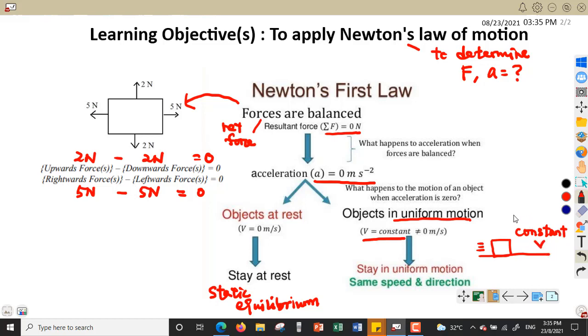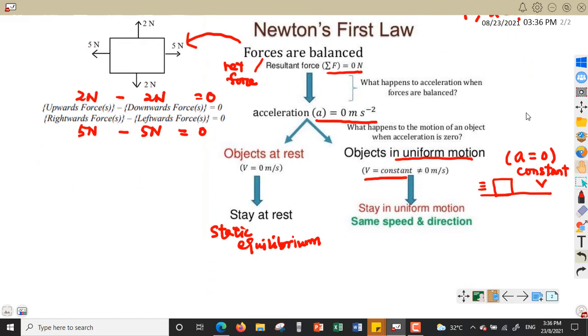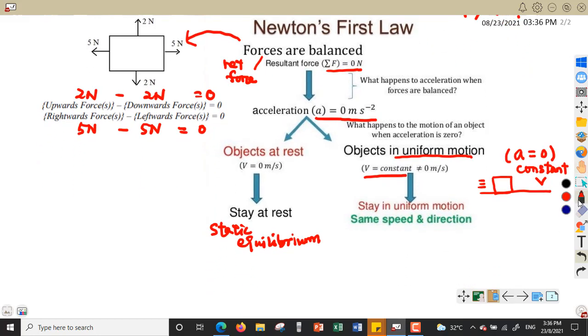Constant velocity tells you that the acceleration is 0. There is no acceleration. The value of the velocity remains the same. Okay, so this is the motion of the object when the forces are balanced. If the object is in motion and moves with constant velocity, this kind of situation we call dynamic equilibrium.